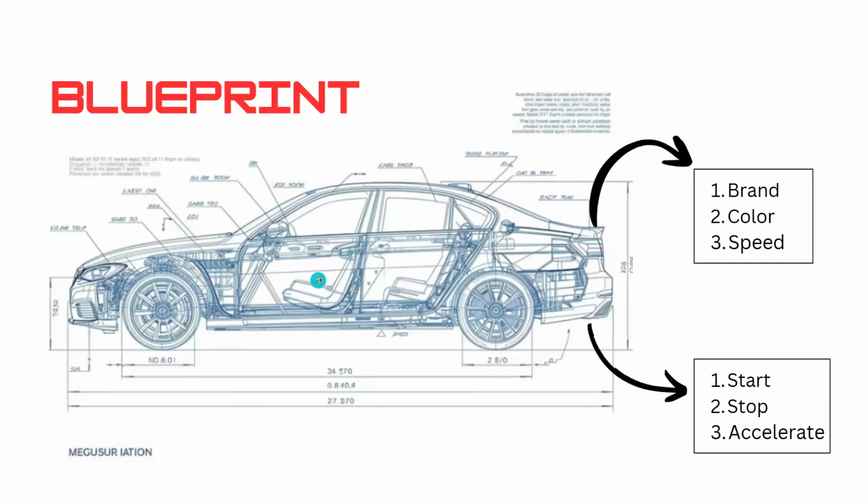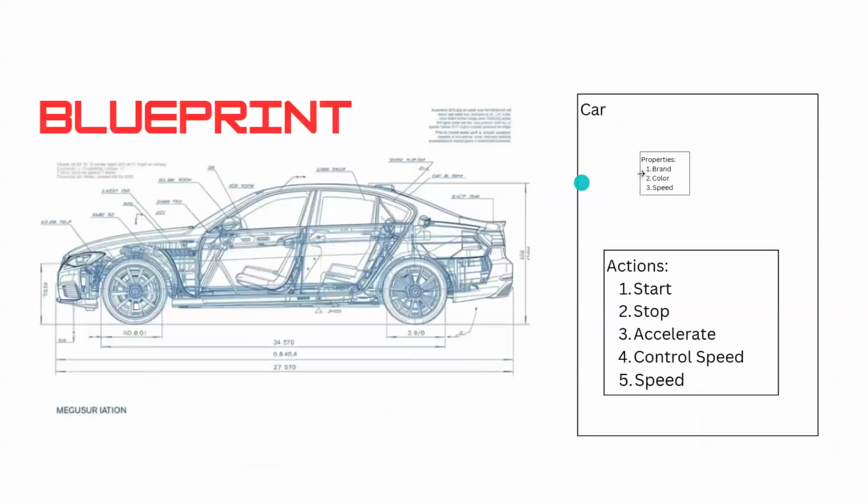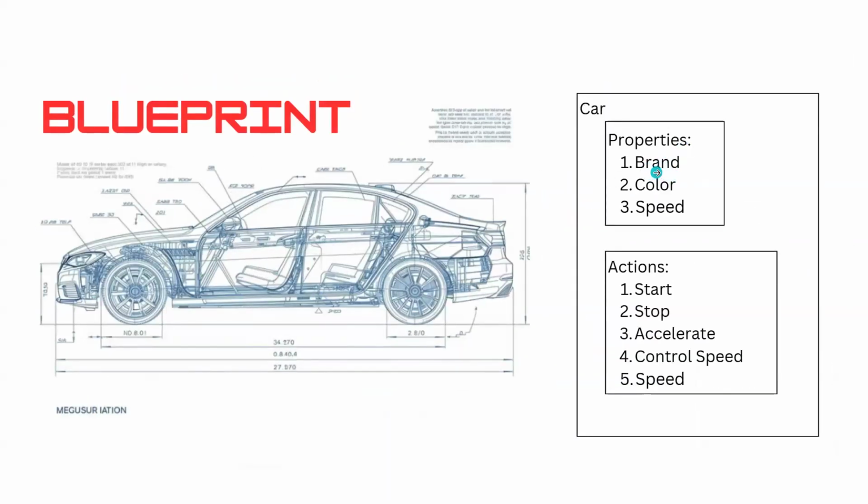In programming also, a class works in the same way as that blueprint of any object. A class defines properties and actions: what properties an object will have, like brand, color, or speed, and what actions it can perform, like start, stop, accelerate, control speed.